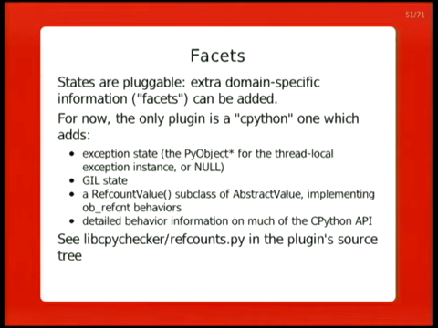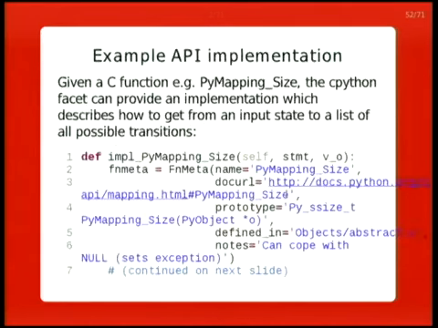For example, does this function return a new ref versus a borrowed ref? Does this function steal a reference to argument number 3? And so on and so forth. And again, looking there in the source tree, unfortunately, it's a procedural description rather than a declarative one.